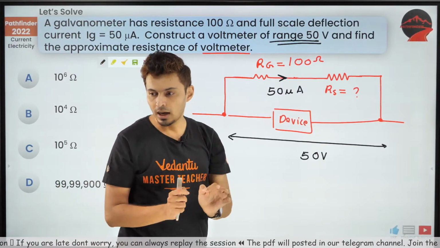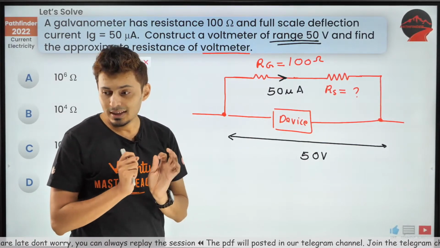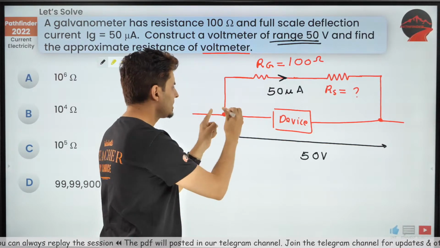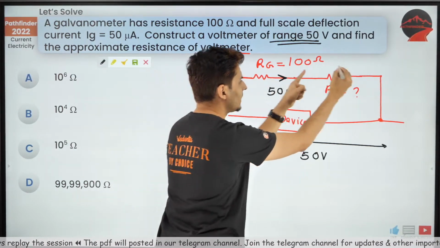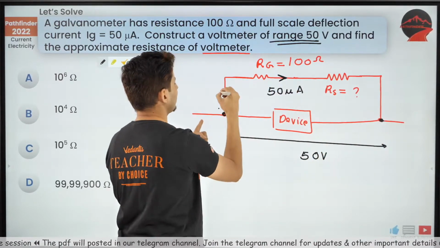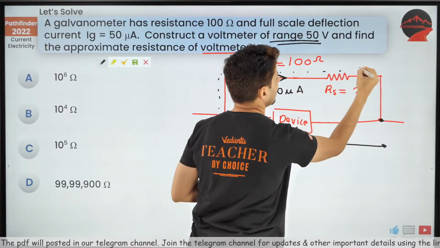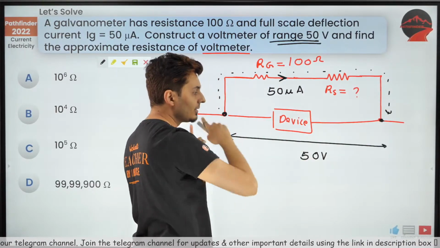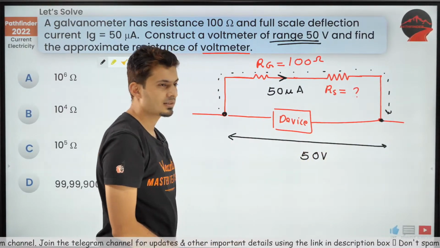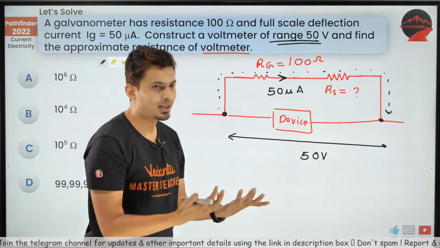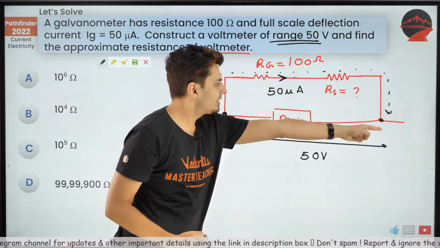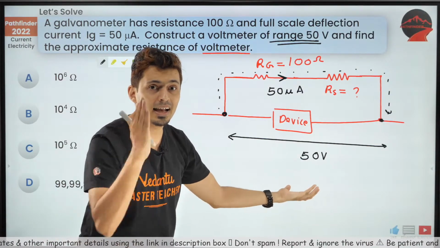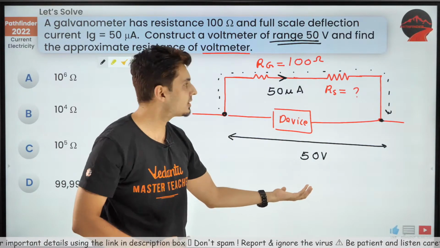Great. Now what you need to do is start from here and go till here, across this path. You are going to get a voltage drop, and that voltage drop should be 50 volts. Correct? The voltage drop across this path should be 50 volts. And we know the voltage drop across a resistance is IR.